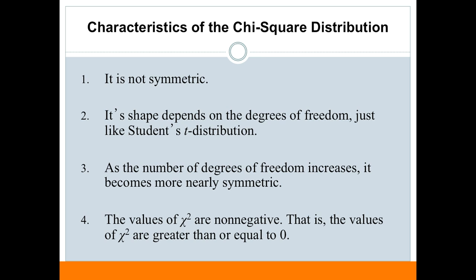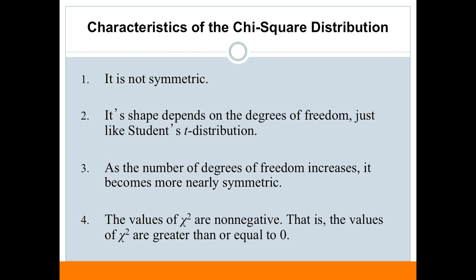But first we have to take a look at the characteristics of the chi-squared distribution, because we're going to be using this distribution in this chapter to do some of our inferential procedures. So the first characteristic is that it's not symmetric. The second is that its shape depends on the degrees of freedom, just like the student's t-distribution did. Now, as the number of degrees of freedom increases, it becomes more nearly symmetric.